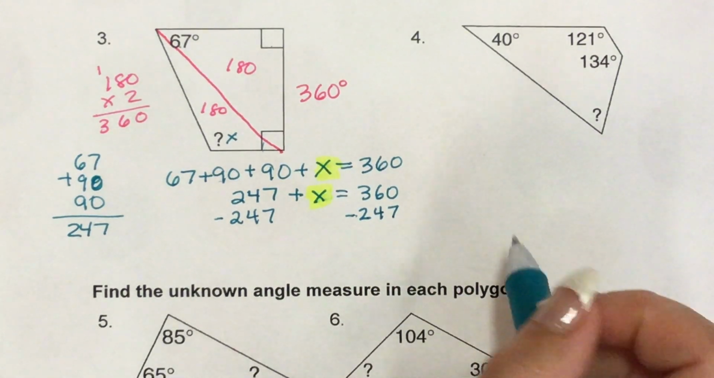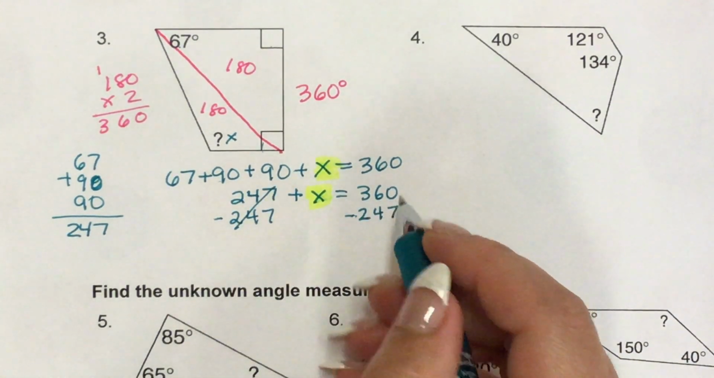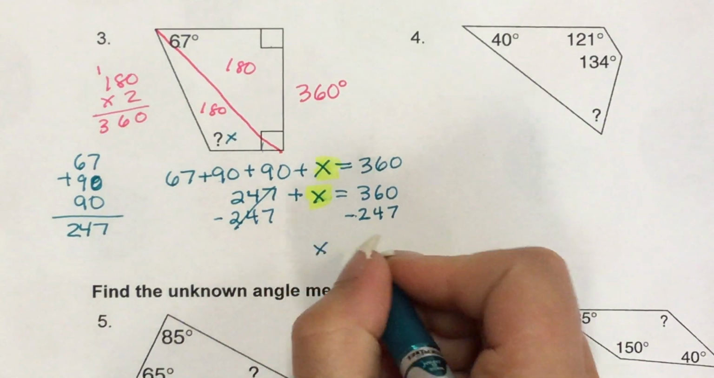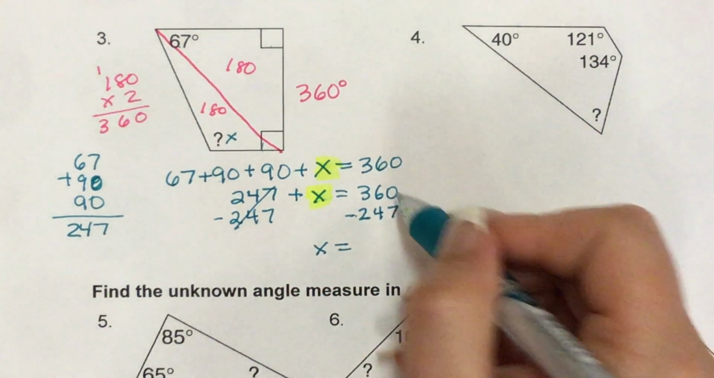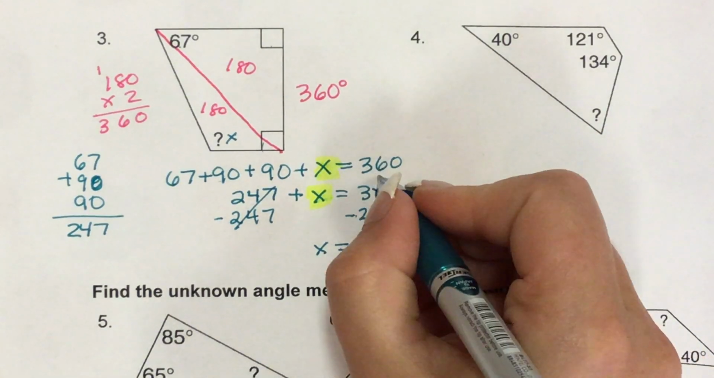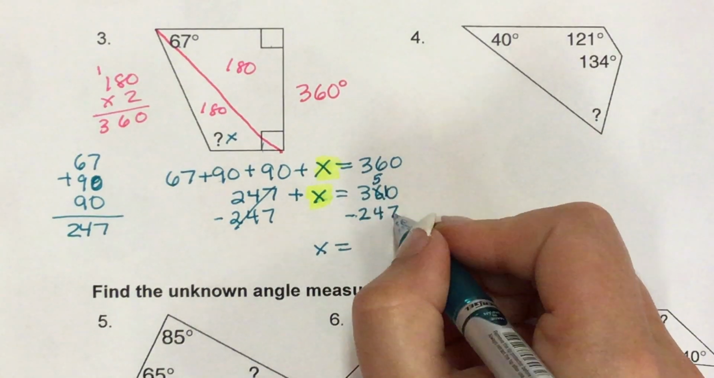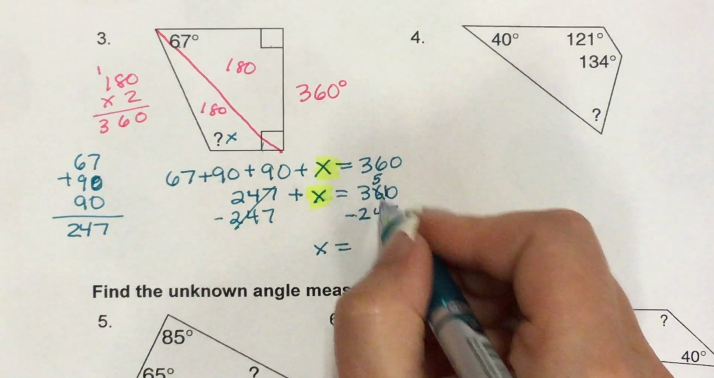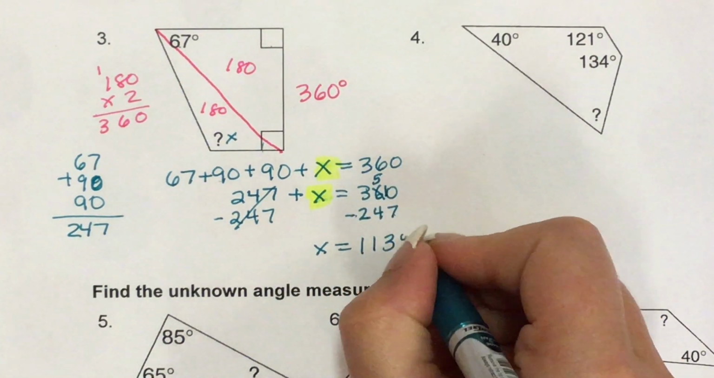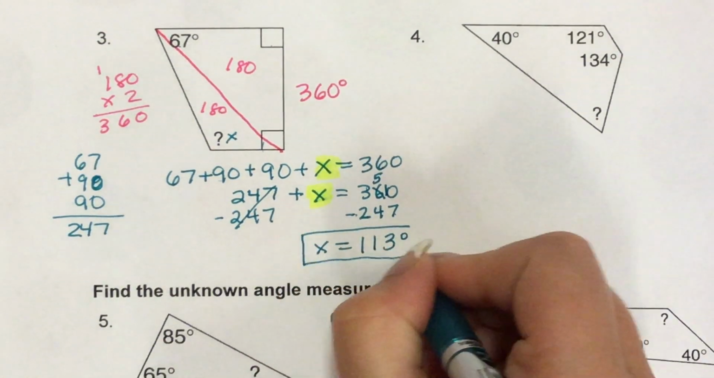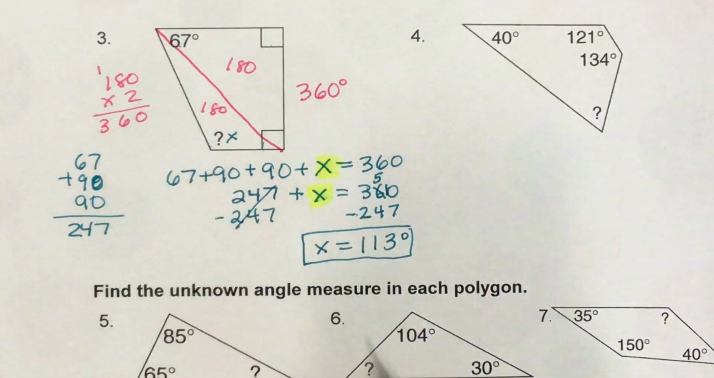When we do that, this cancels out and becomes 0. We now have x by itself, which is exactly what we want. And then we just need to do this subtraction. So the 0 isn't big enough. I need to borrow from the 6, making that a 5 and that a 10. 10 take away 7 is 3. 5 take away 4 is 1. 3 take away 2 is 1. So our angle is 113 degrees right there.